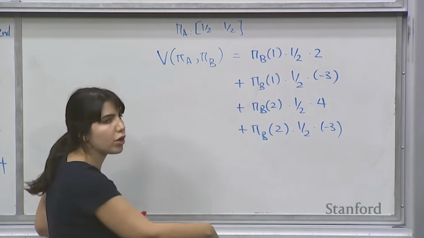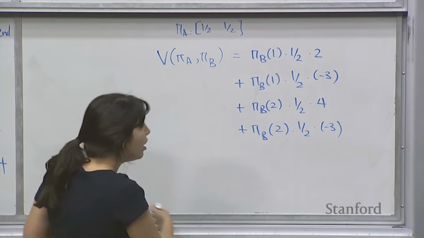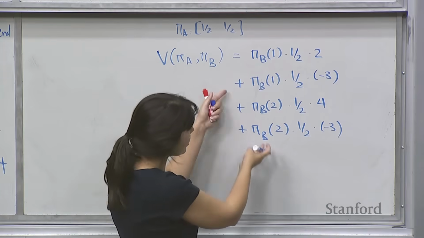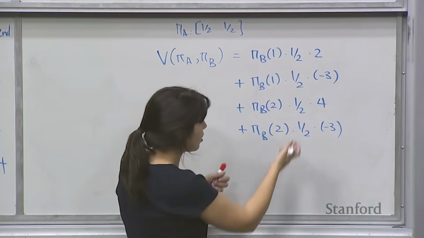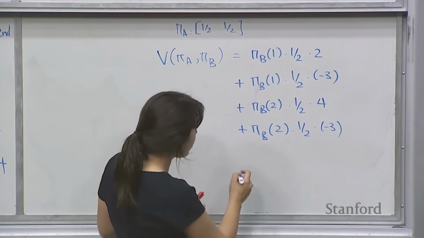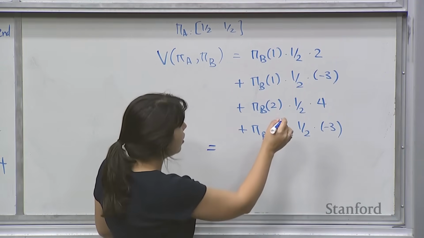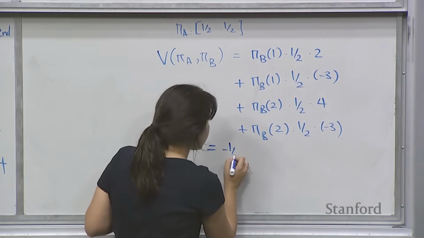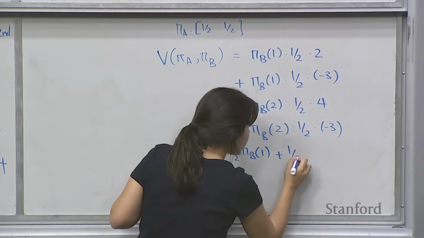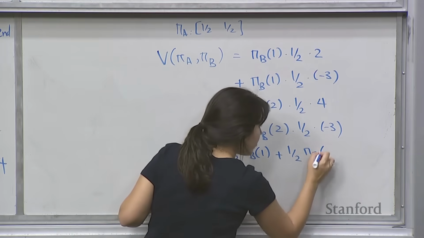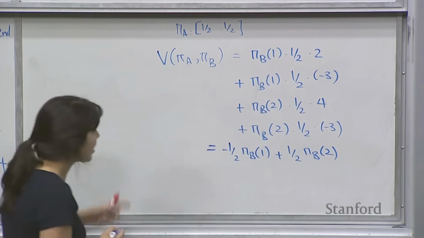So I just iterated all the 4 options that we can get here under the policy of pi B choosing 1 or 2, and then pi A is always just half, right? Because they're following this mixed strategy. So, well, what is this equal to? That's equal to minus 1/2 pi B of 1 plus 1/2 pi B of 2. Okay? So that's the value.